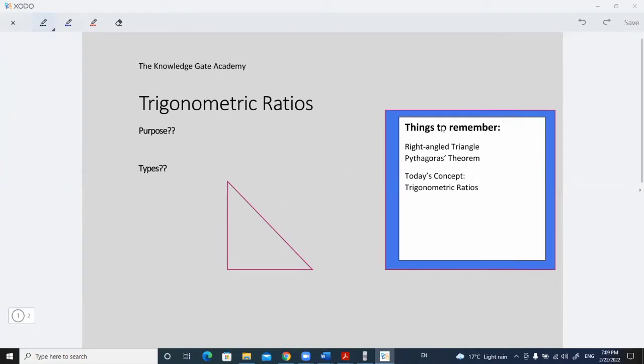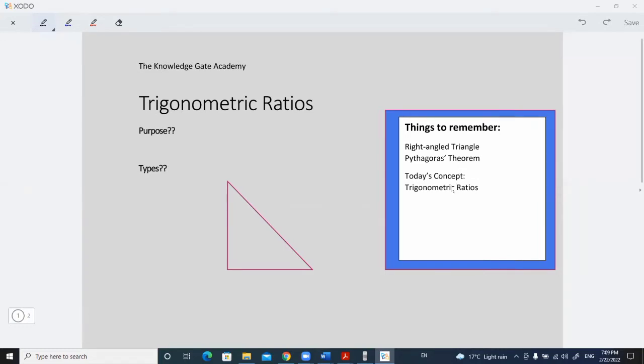So today's topic is trigonometric ratios. The thing that you have to remember is that we are discussing right-angled triangles. The previous video was related to two topics: the basics about right-angled triangles and the Pythagoras theorem. What was the purpose of Pythagoras theorem? It is just to find unknown sides in a right-angled triangle.